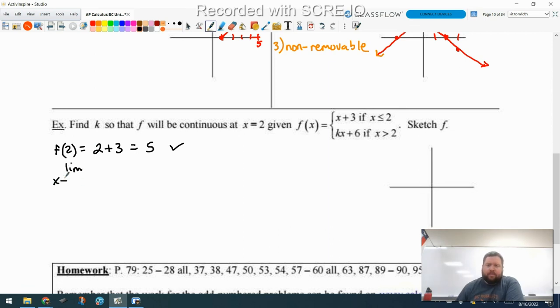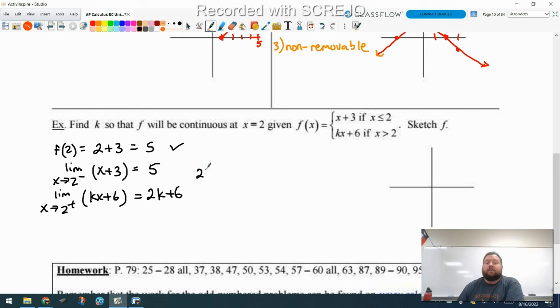The limit as x approaches 2 from the left: coming from the left, we're doing the top function, x plus 3, and that's equal to 5. Just plug in the 2. Then we do the limit as x approaches 2 from the right. From the right would be the bottom function, kx plus 6. If I plug in 2, I get 2k plus 6. For this limit to exist, these two have to equal each other, and we want it to be continuous, so set those equal to each other and solve.